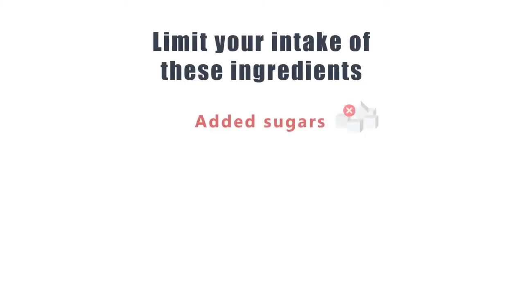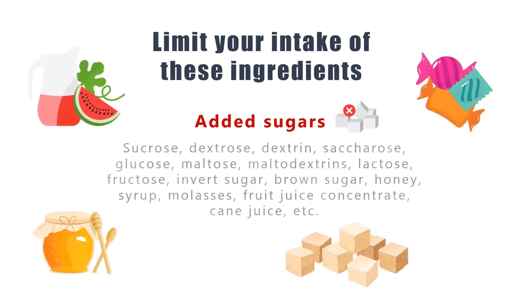Someone with diabetes should limit their intake of the following ingredients: added sugars, saturated fats, and salt. Added sugars could be listed as the following ingredients among others: sucrose, dextrose, dextrin, saccharose, glucose, maltose, maltodextrins, lactose, fructose, invert sugar, brown sugar, honey, syrup, molasses, fruit juice concentrate, and cane juice.